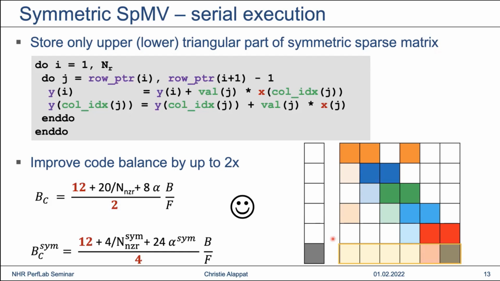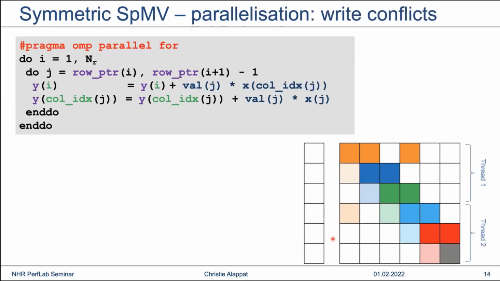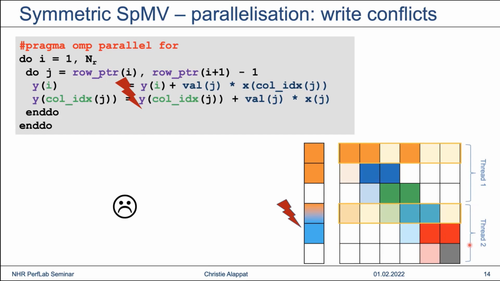However, the problem arises when we try to parallelize the code. So now let's assume that we distribute the rows to different threads. And now let's assume we have 2 threads. And so the first thread gets the first 3 rows of the matrix, and the next thread gets the next 3 rows.